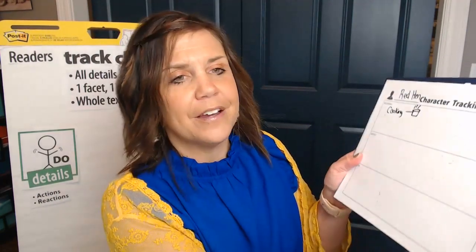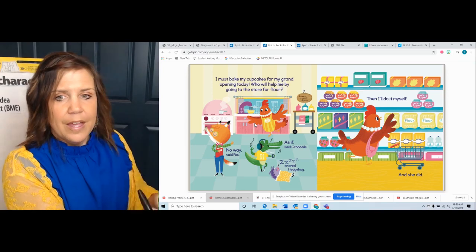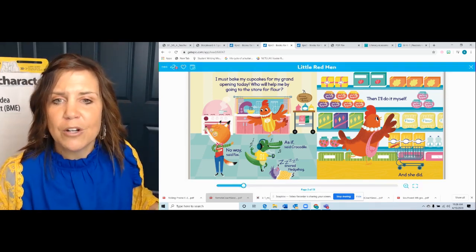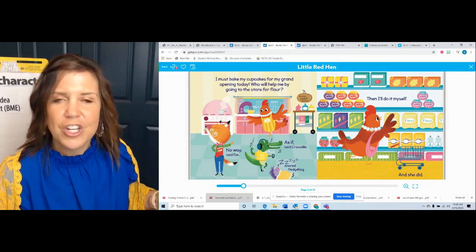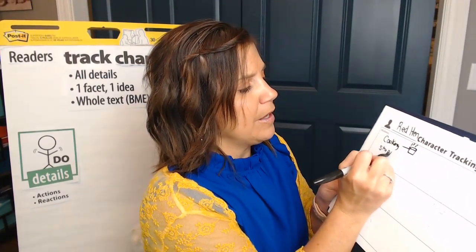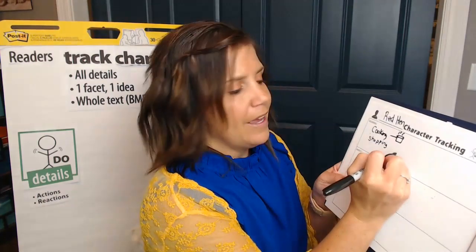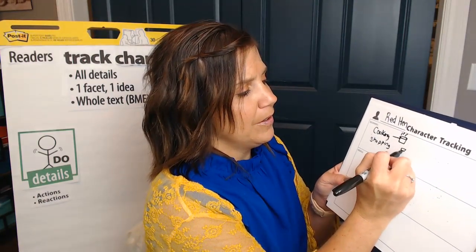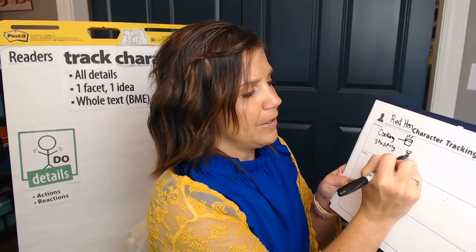She's cooking, right? And then what is she doing over here? She's shopping, isn't she? She had to go to the store, didn't she? So she's shopping. So I'm going to write the word shopping, and I'll even draw like a little shopping cart.